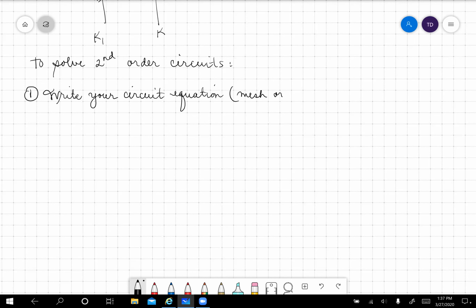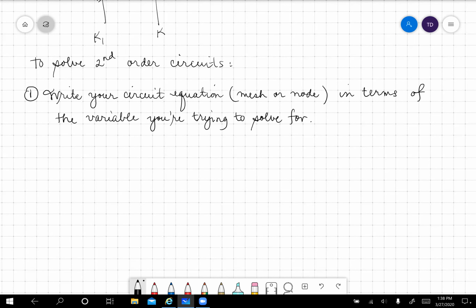Mesh or nodes. And you're going to try to do this, hopefully, in terms of the variable you're trying to solve for. There are times when you don't have to do this. So you have to think thoroughly through this.